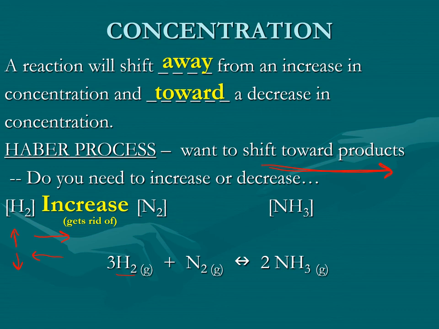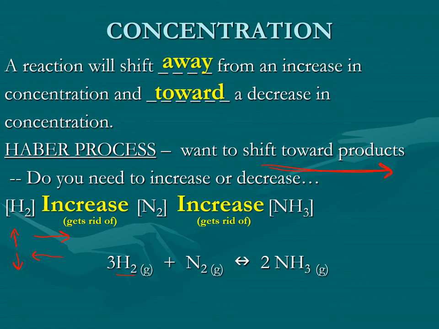Okay, likewise, nitrogen. Nitrogen is a reactant. If I increase it, it's going to shift away. If I decrease it, it's going to shift towards it. So again, I want to shift away from the nitrogen, from the reactants. So I want to increase the nitrogen to produce more ammonia, to favor the product or to favor the forward reaction.